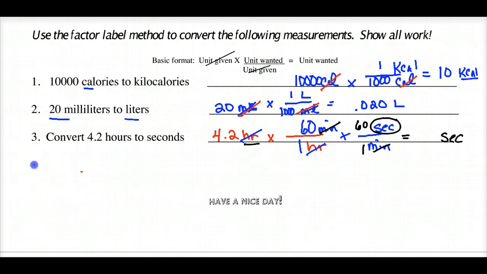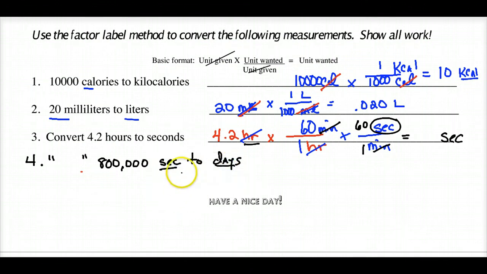Number 4 states convert, I don't know, 800,000 seconds into 2 days. So I want to go seconds to days. That's your 4th problem. And what I want you to do now is stop the video and do this problem.